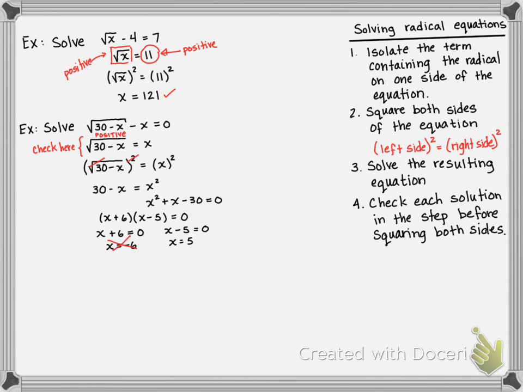I mean, you can do this the long way too. You can go 30 minus negative 6 equals negative 6. You get the square root of 36 equals negative 6, which gives you 6 equals negative 6, which isn't true. I'm just kind of saving us some trouble because I know that if I plug my x value in and the right side is negative, it's never going to work.